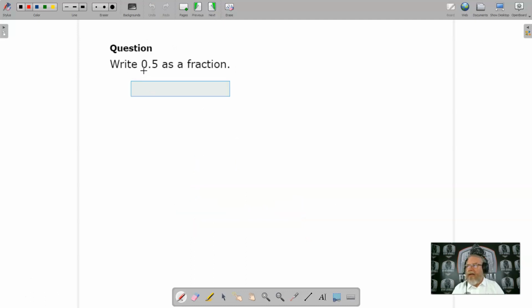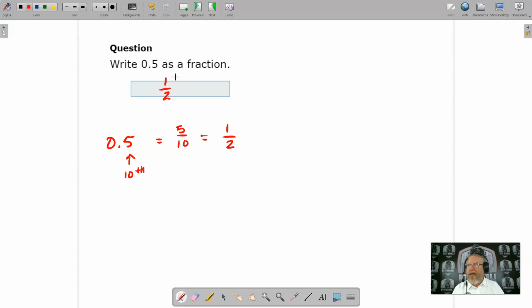It asks us to write 0.5 as a fraction. So let's consider 0.5. Well, we know the first place value here is the tenths place, right? So in this case, we know that this is equal to 5 over 10, or 5/10, correct? And indeed, it is a fraction. Now, we could simplify this, right? 5 and 10 are both divisible by 5. 5 divided by 5 is 1, and 10 divided by 5 is 2. So we would end up with a fraction of 1/2.